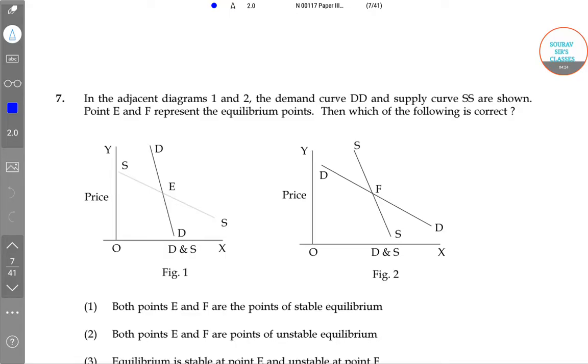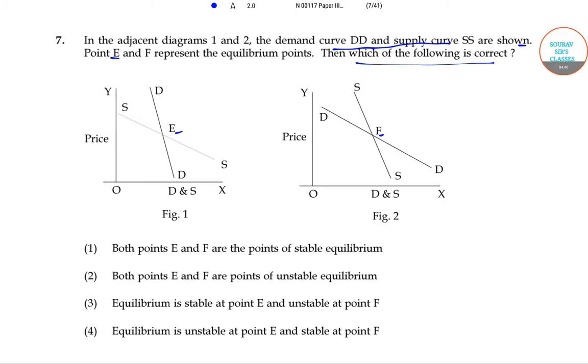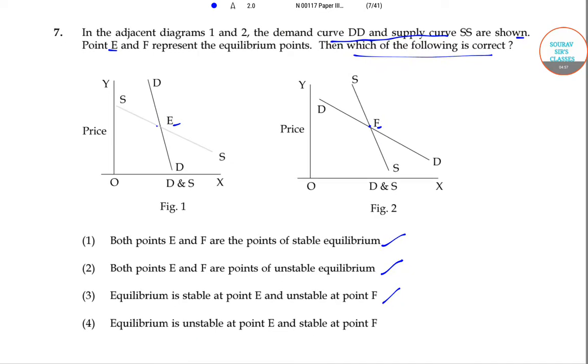In question number 7 it is given, in the adjacent diagram 1 and 2, demand curve DD and SS are shown. E and F represent the equilibrium points. Now which of the following is correct? Both E and F are points of stable equilibrium. Both points E and F are points of unstable equilibrium. Equilibrium is stable at point E but unstable at point F. Equilibrium is unstable at points E and F.